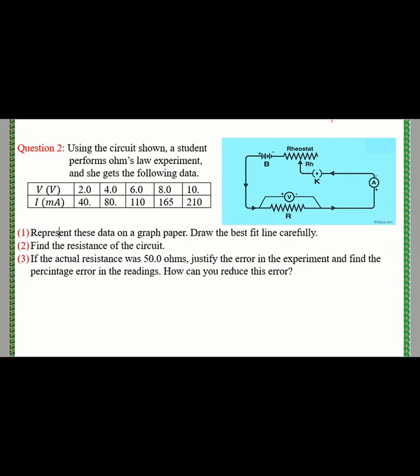Now represent this data on a graph paper. Draw the best fit line. They make attention in the coverage about drawing graphs and best fit lines, so please study this question very well. Then find the resistance. After that, if the actual resistance was 50, justify the error in the experiment and find the percentage error in the experiment. How can you reduce this error?